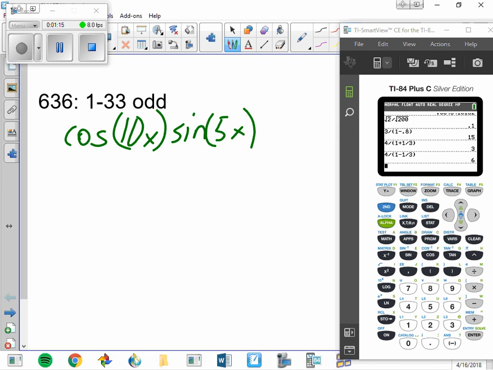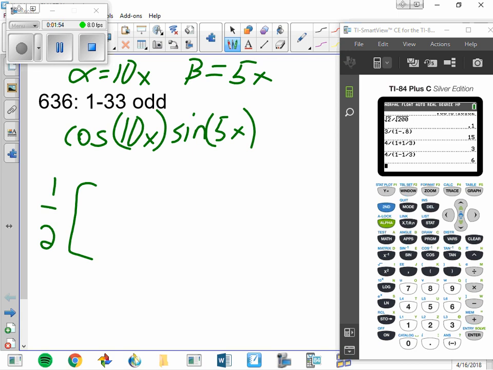The only difference is the subtraction on the inside, but you could flip it around and it wouldn't end up mattering. So which formula are we going to use here? The last one, because it's the only one that has cosine first and sine second. Okay, and then we need to define alpha as 10x and beta as 5x.